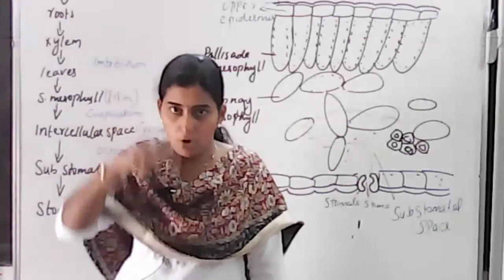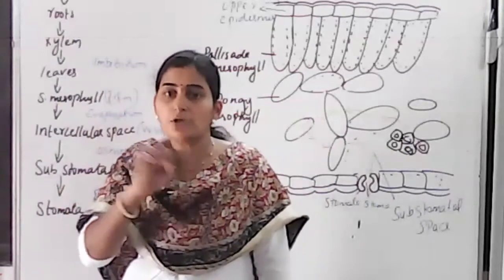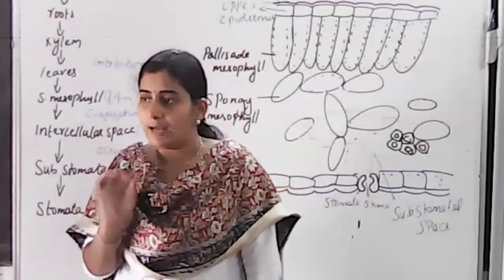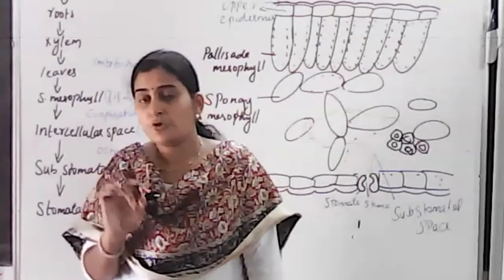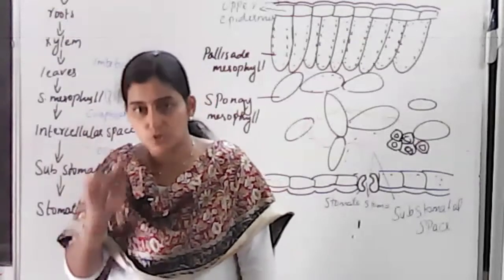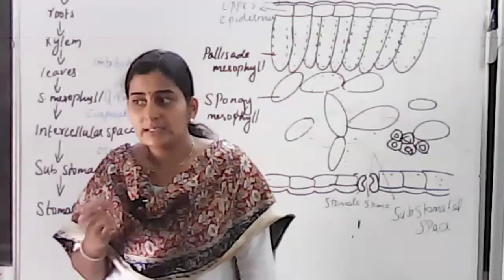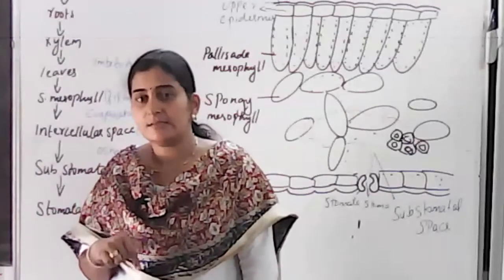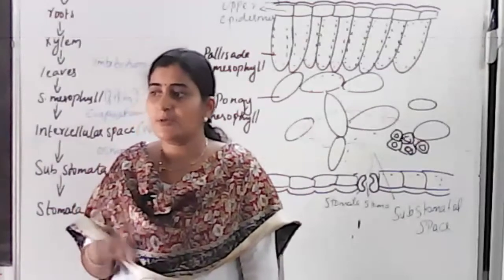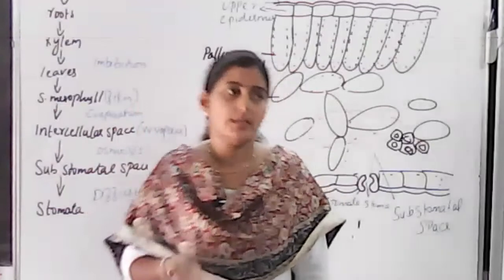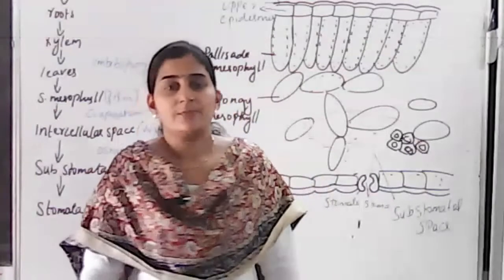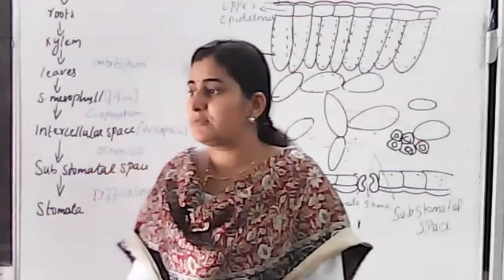Palisade cell, a bit elongated. Then the spongy cells with a lot of intercellular space. So you can label it there, spongy mesophyll cell, and mark it as 2. Then comes the intercellular space. So mark it as 3. Intercellular space is already given there. Mark it as 3. Then evaporation of water takes place and substomatal space is mentioned.